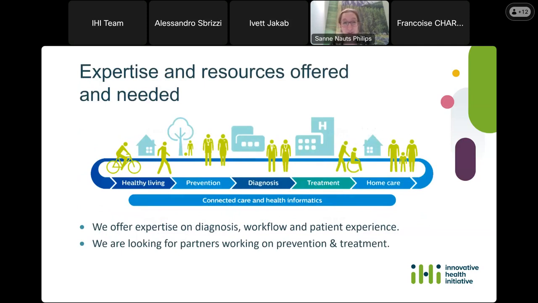So Philips works in the whole health continuum from healthy living to home care. In this proposal, we mostly offer expertise on diagnosis, workflow, and patient experience. We're already in conversations with quite a number of partners, but if there are partners such as medtech companies, pharmaceutical companies, or hospitals that are interested in treatment and diagnosis, then we're always open for discussions.